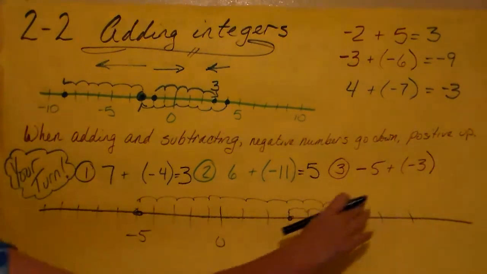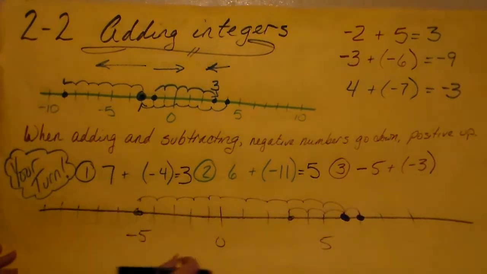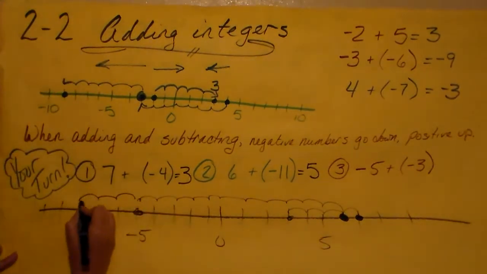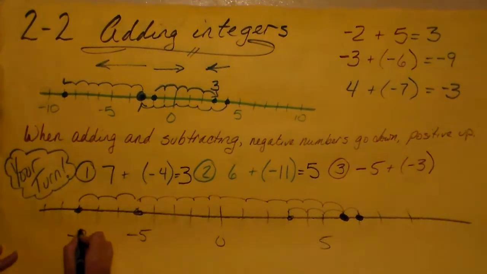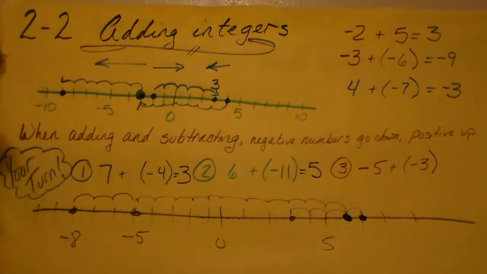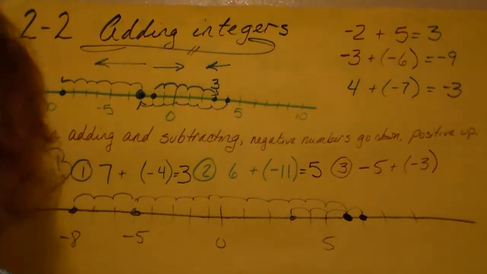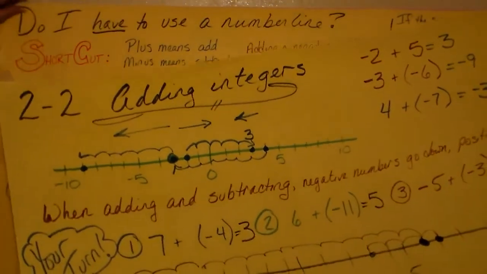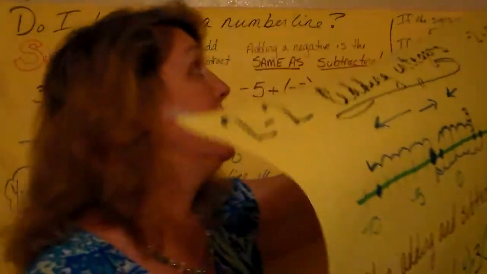And lastly, we're going to start at negative 5. I already have a dot there, and we're going to go negative 3. That's 1, 2, 3. We're going to end up at negative 8. How'd you do? You comfortable with this? All right. This is how you add just using a number line.